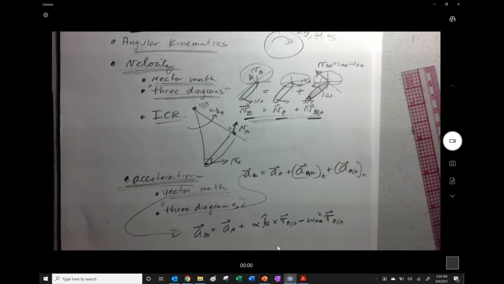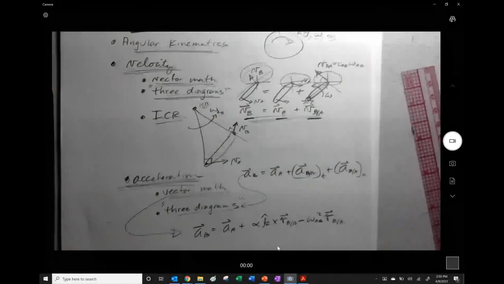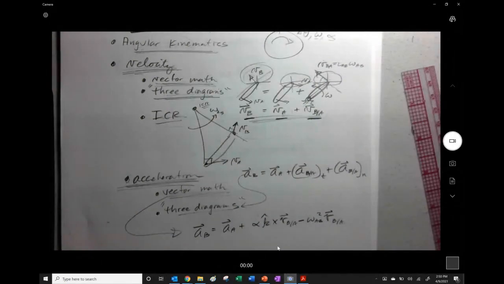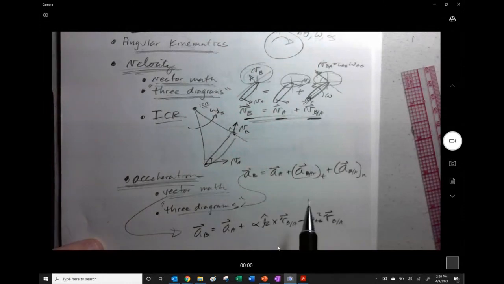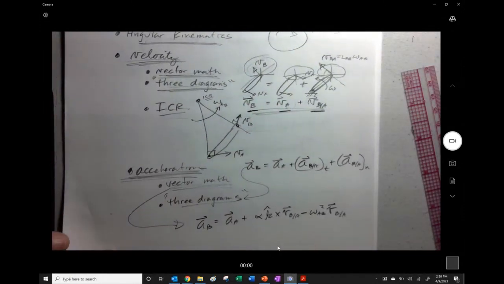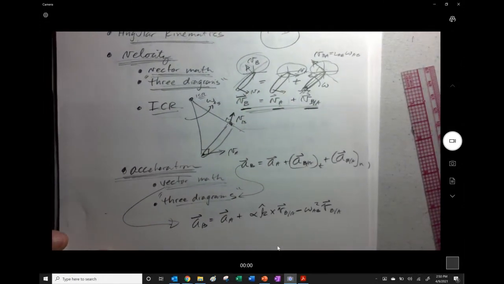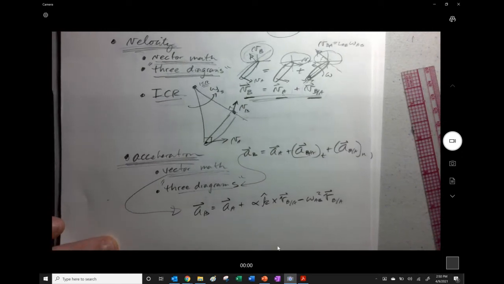Beer Johnston does emphasize those in conjunction with the three diagram method, but I've kind of drifted away from doing that just because it takes extra time to present the material. So when I had to pick and choose which one to point out, I try to steer a little bit further away from the vector triangles.